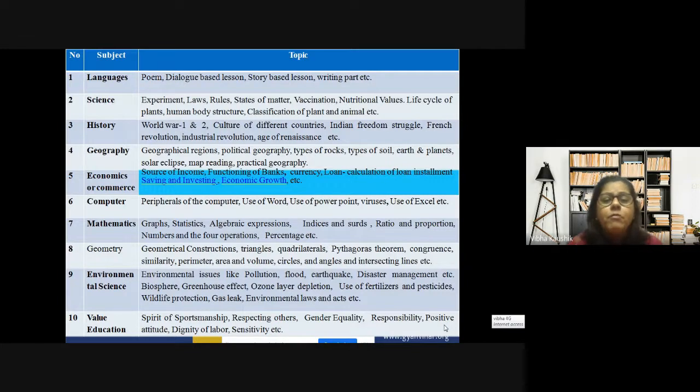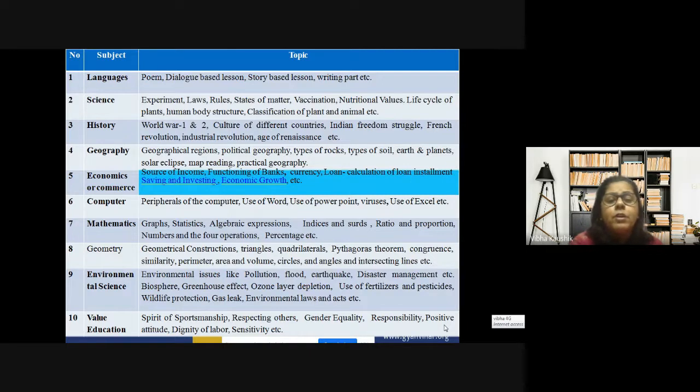Computer: peripherals of the computer, use of Word, PowerPoint, viruses, use of Excel. What are the different uses of Word, PowerPoint, and Excel, and what is the concept of viruses? Mathematics: graphs, how to prepare them, statistics, algebraic expressions, indices and surds, ratio and proportion, number and the four operations, percentage, etc.